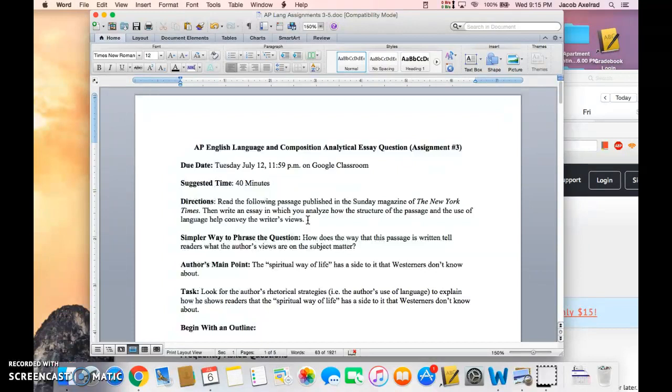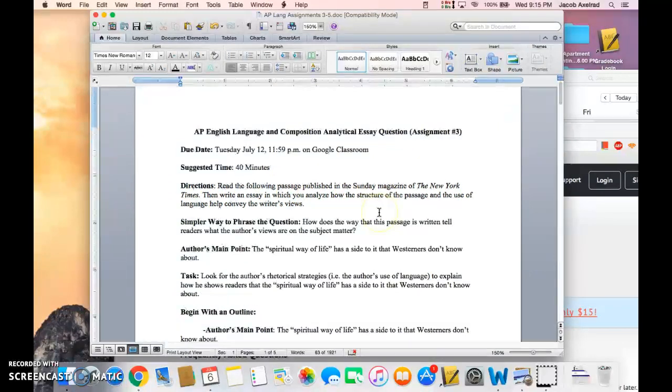Now, the first thing that you want to do with this type of essay is you want to read the question. Here's our question. Read the following passage published in the Sunday magazine of the New York Times, then write an essay in which you analyze how the structure of the passage and the use of language help convey the writer's views. So you've read the question, and you've thought about it. You want to read a question maybe 2 or 3 times to really understand what it's saying.